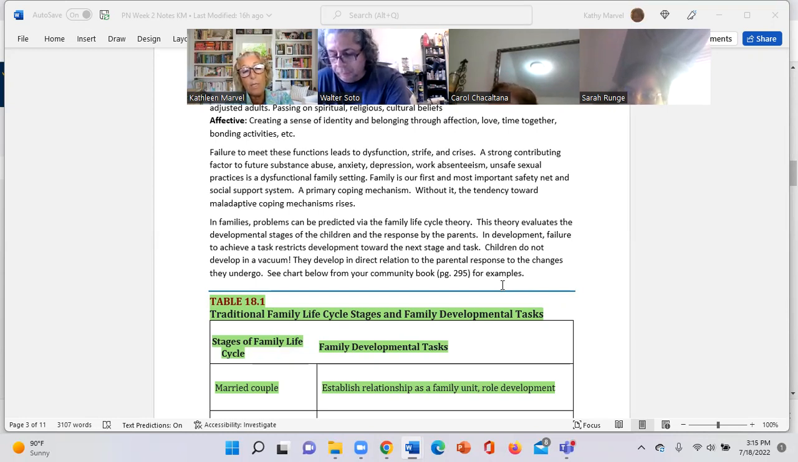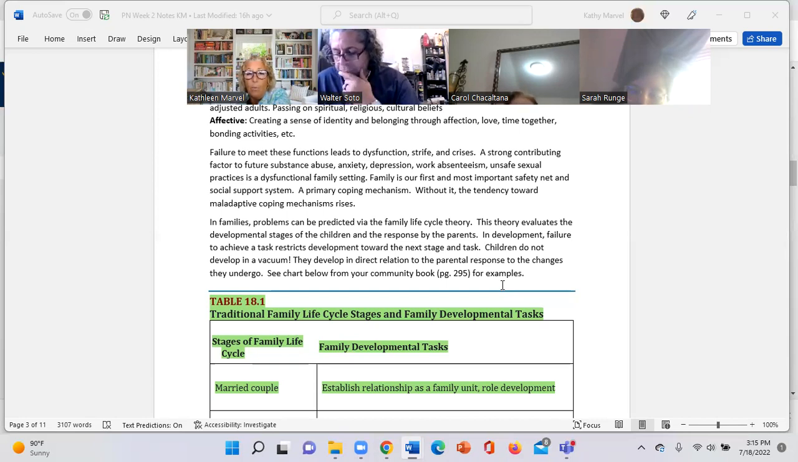So in families, problems can be predicted via the family life cycle theory. What this theory does is evaluate the developmental stages of the children and the response by their parent. In development, failure to achieve a task restricts development towards the next stage. When we were doing our evaluations for our special ed students, we called them developmental milestones. When did they sit? When did they crawl? When did they walk? When did they talk? When did they jump rope?